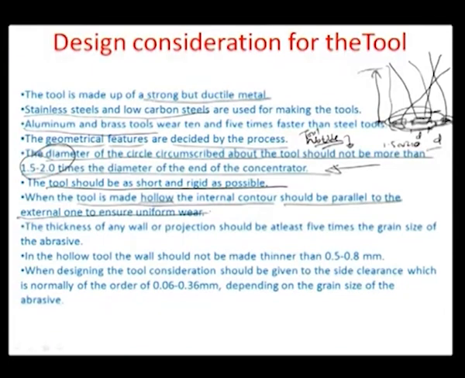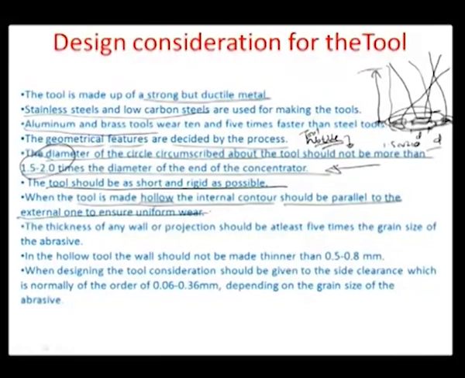The thickness of any wall or projection of the concentrator should be at least 5 times the grain size, so that the abrasive does not indent and produce a hole on the concentrator. So that should not happen. Another aspect is that the thickness of any wall or projection should be sufficiently thick for the grain to not indent and create a hole onto the concentrator.